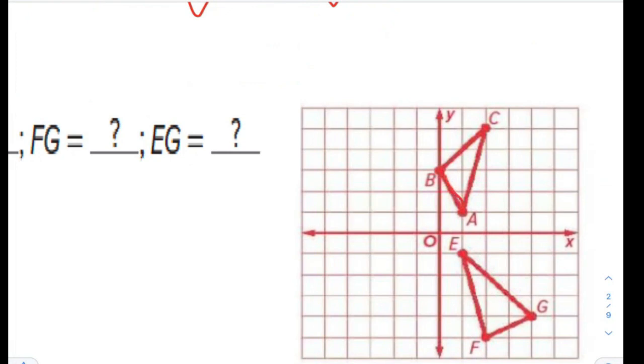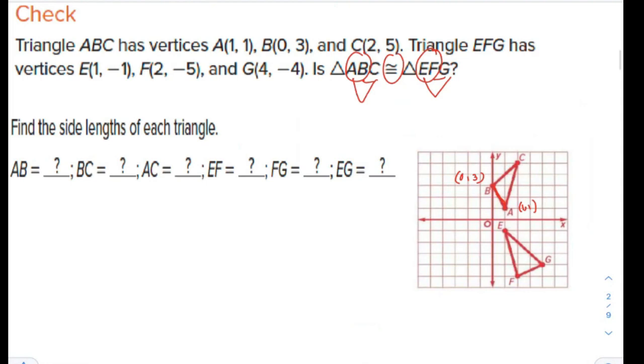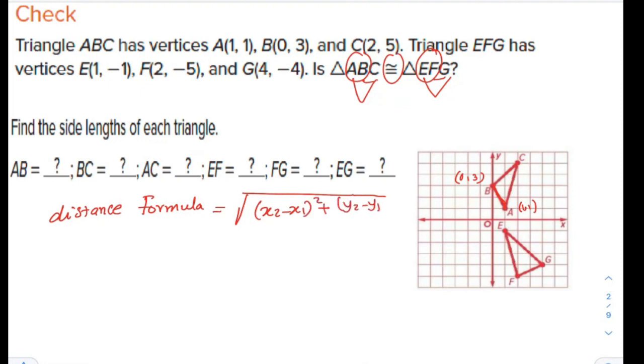B is this side. We know the vertices. A is (1, 1) and B is (0, 3). Remember that we used to find the length of the side, if it is not vertical or horizontal, by using the distance formula.